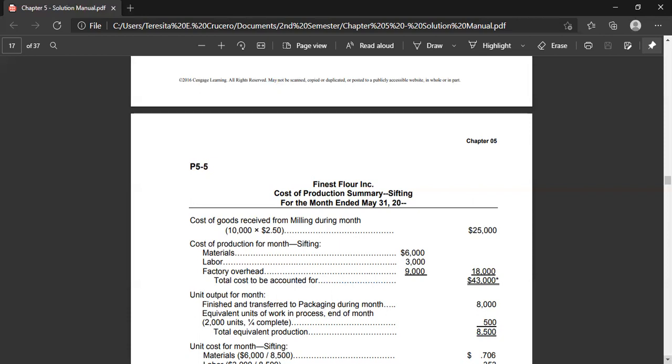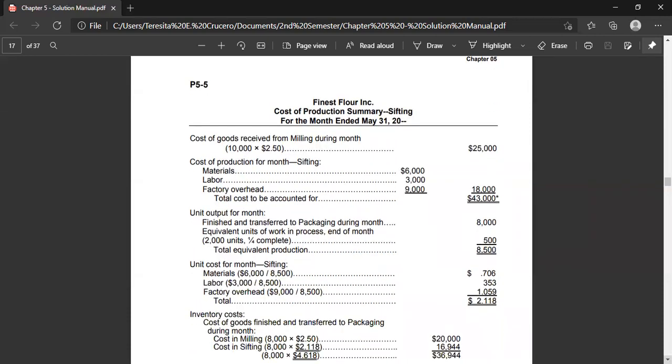Then we have the unit output for the month of 8,000, finished and transferred to packaging during the month, 8,000. And we have to add the equivalent production of the 2,000 units. And we have now the total for the equivalent units of work in process. At the end of the month, 2,000 units. Stage of work done is 1/4. So you multiply 2,000 units by 1/4. Total equivalent production of 8,500.